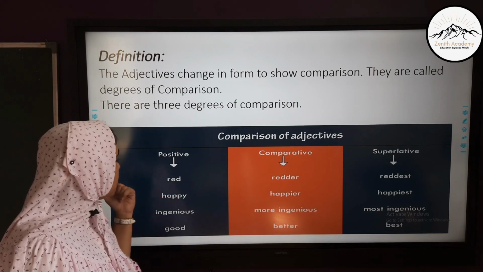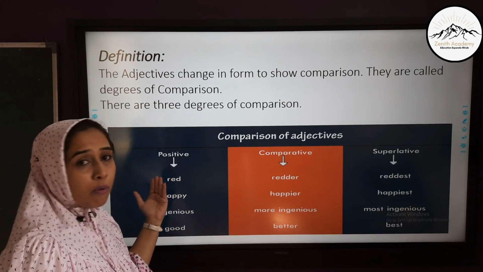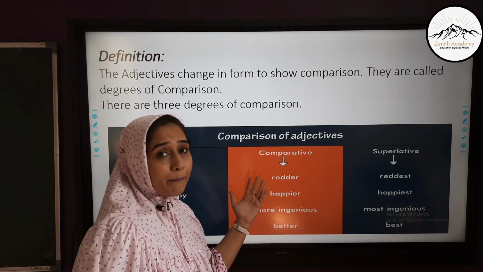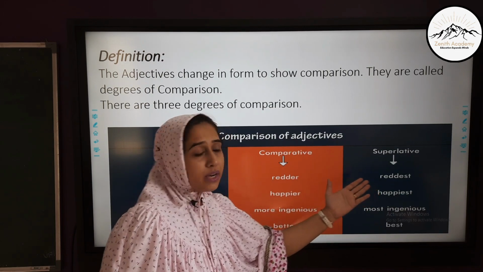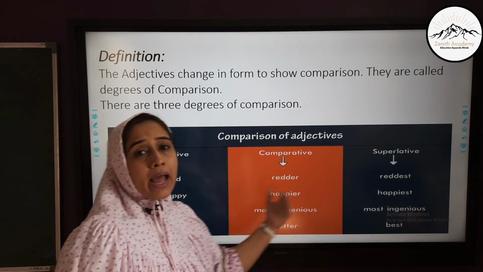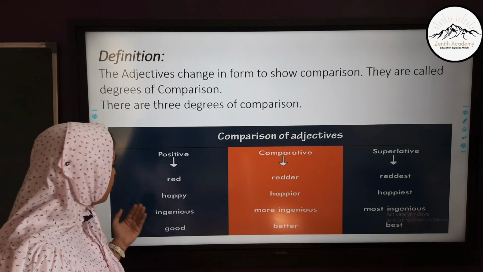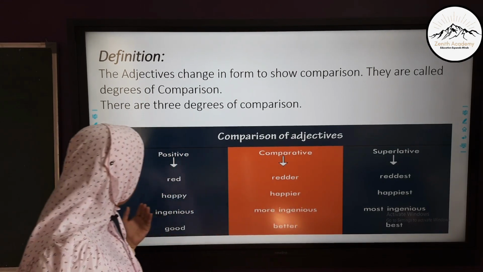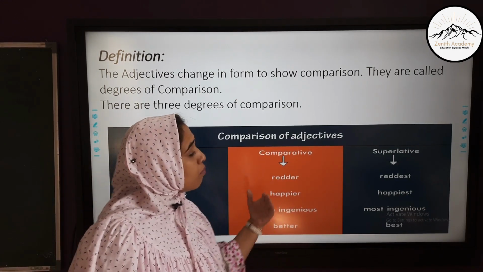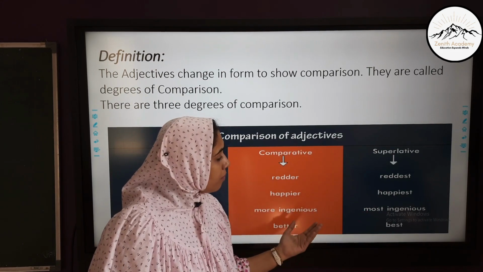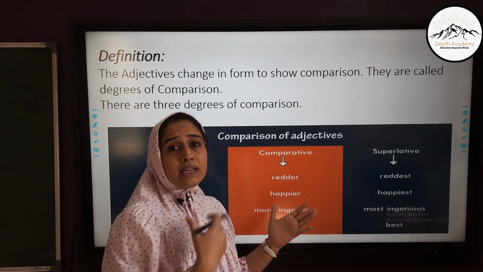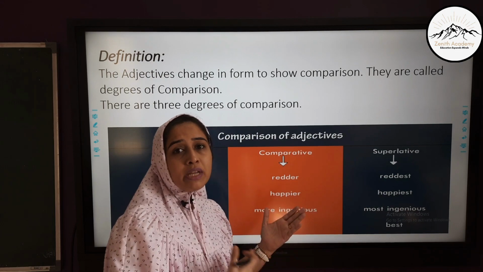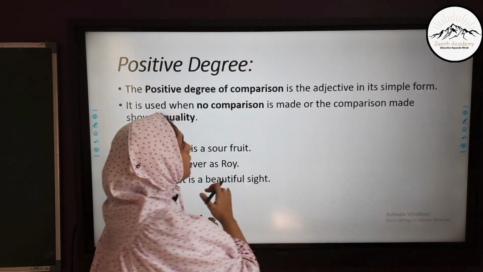For example, just see the words: red is positive, redder is comparative, reddest is superlative; happy, happier, happiest; good, better, best; ingenious, more ingenious, most ingenious. Now, what do these actually mean? Let's see one by one what positive means, what comparative means.